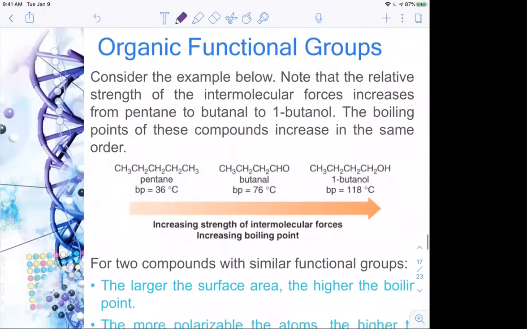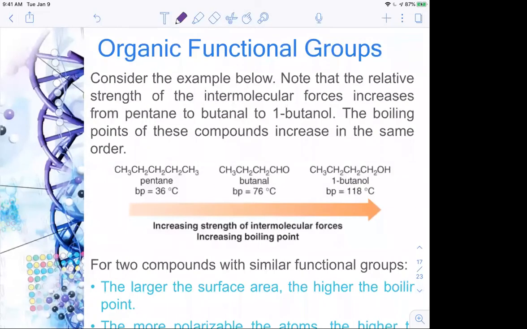So if I look at the examples below, if I can characterize the type of intermolecular forces that are present by looking at the structure, I can figure out which one's going to boil at a higher temperature. So this is pentane, right? This is an alkane. It's only got carbon-carbon bonds and carbon-hydrogen bonds. It's totally nonpolar. So the type of force that this is going to have is just London dispersion forces.